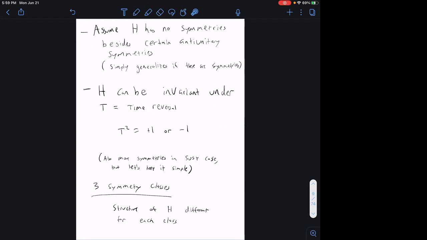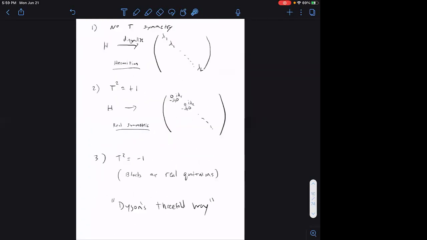Really, we're going to focus on the case with no time reversal invariance because it's the most simple. Here I have an example of the structure of a matrix from each class. If you don't have time reversal symmetry, the Hamiltonian is just some Hermitian matrix, and it can have distinct eigenvalues. Here I've written the Hamiltonian so that it has L eigenvalues, so we're going to work in an L-dimensional Hilbert space. Throughout this lecture, we're going to use L to talk about the dimension of the Hilbert space.